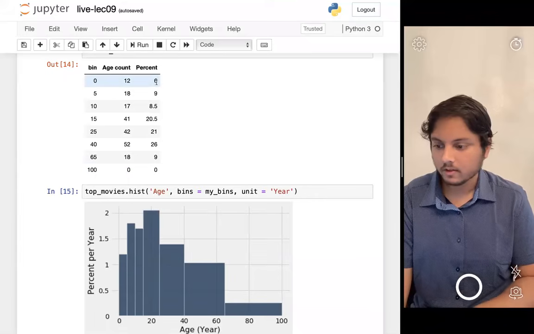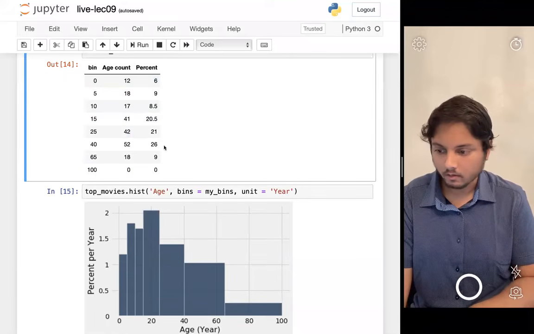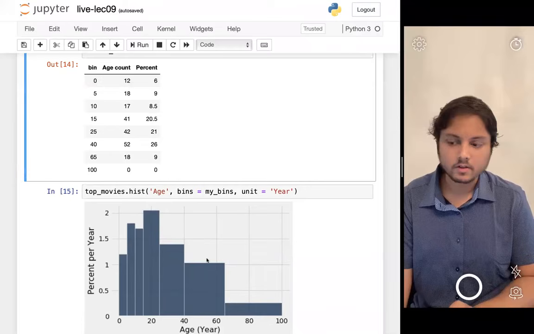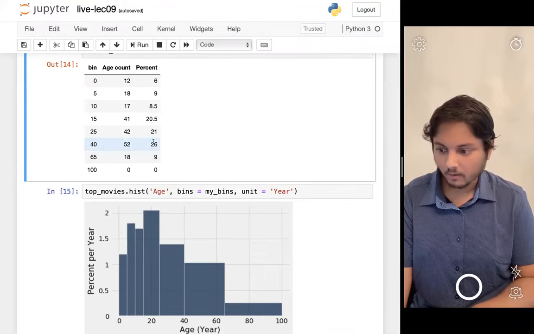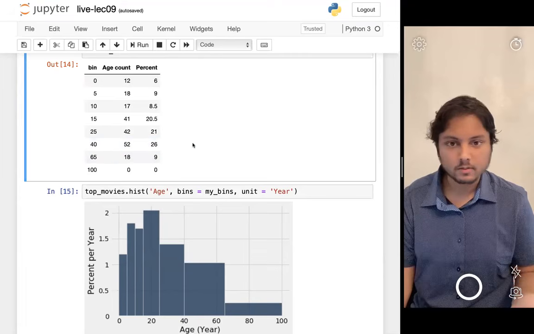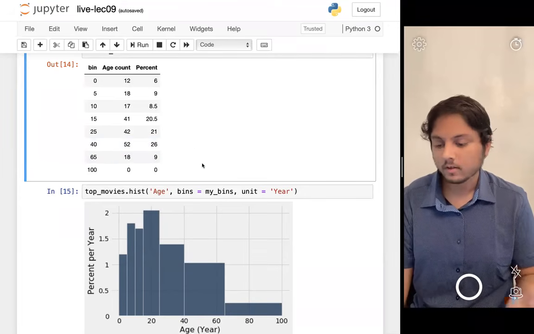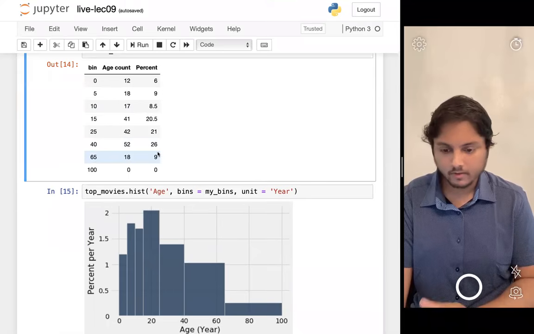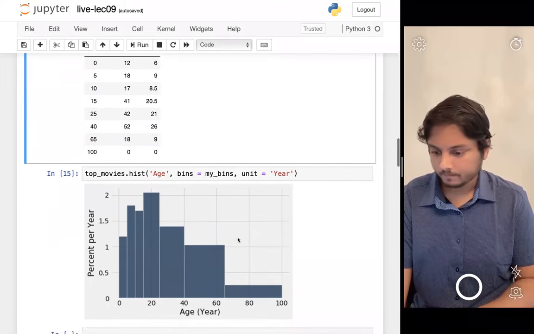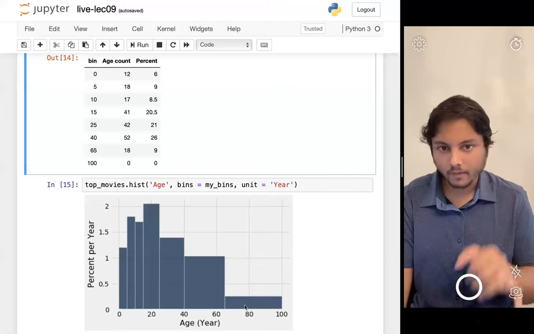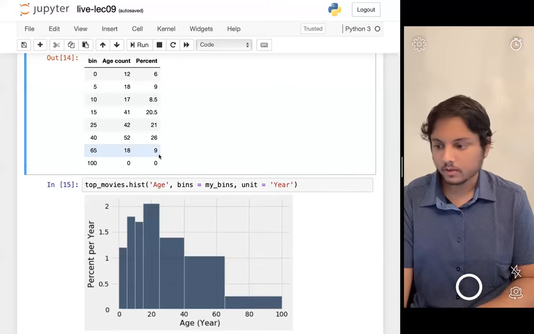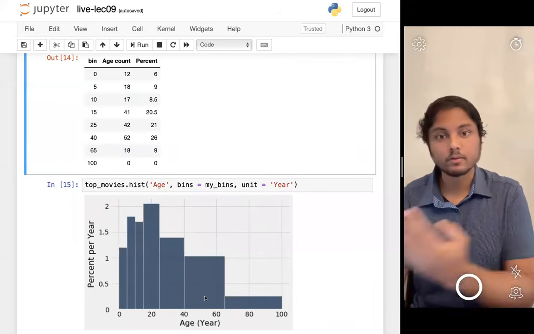Basically the numbers in the third column correspond to the areas of each of these bins. You can see this really large one here that's 40 to 65, that one is 26%. So that's actually the biggest bin. It has the most movies in it. That's how we can interpret that. And then this last bin, which is really wide but not that tall, only has 9% of the movies. But it is quite a wide bin because it has movies that are from 65 to 100 years old.